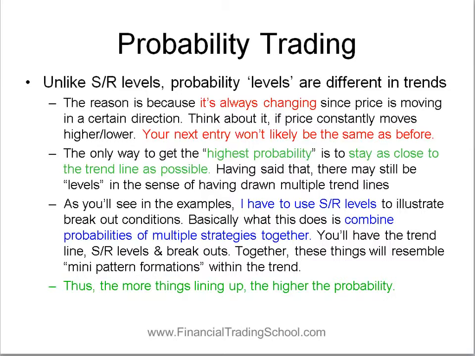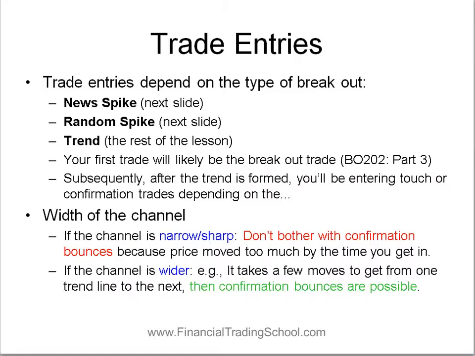So basically what this does is it combines probabilities of multiple strategies together. So you'll have the trend lines plus the SR levels and the breakout conditions. So together, all of these things will resemble mini pattern formations within the trend. Thus, the more things lining up, the higher the probability will be. So for trade entries, these depend on the type of breakout. So you might have a news spike or a random spike, or you have a real trend. The spikes will be covered on the next slide, while the trend will be covered in the rest of the lesson.